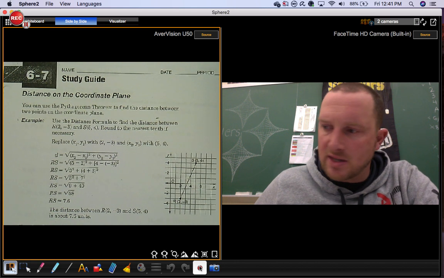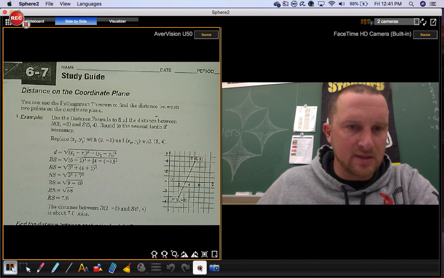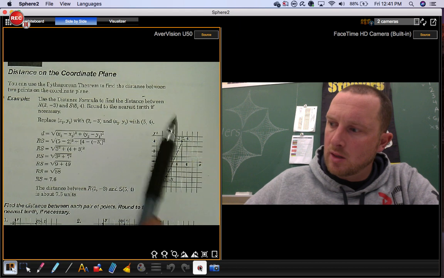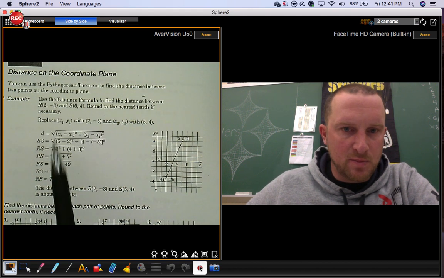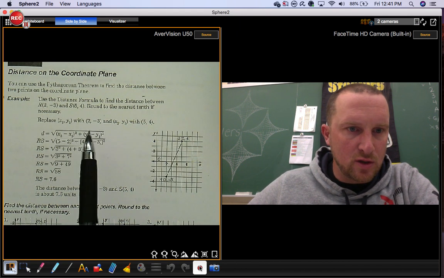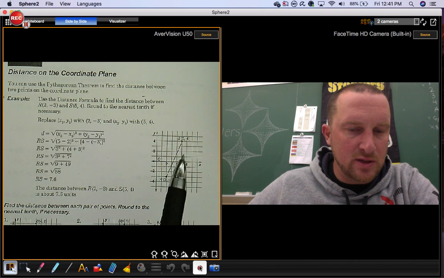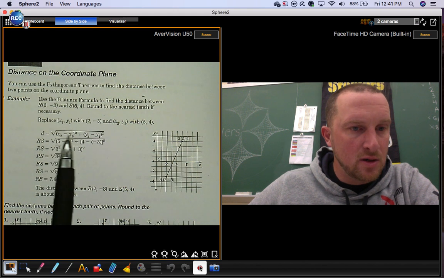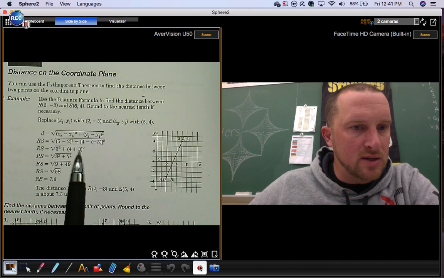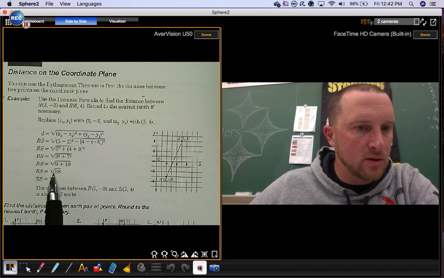The study guide for section 6.7 is on using the distance formula. The first half of this page is dedicated to showing you how to find the distance between these two ordered pairs. So if you didn't know how to find that distance or that measure, you would use this formula and plug these numbers in. And you could work it out step by step or just type it in from here and it'll give you this answer.